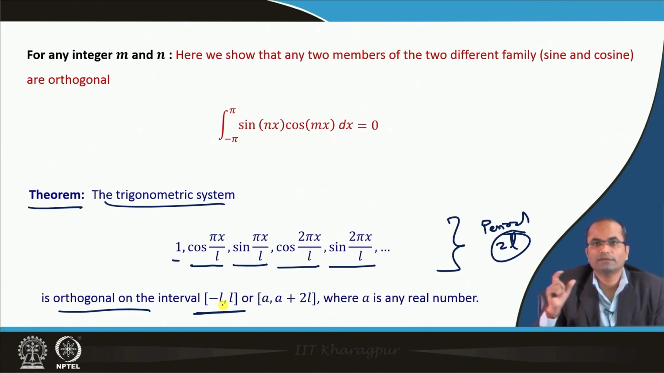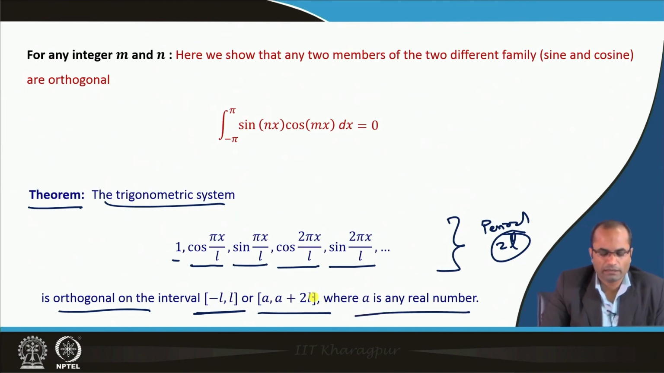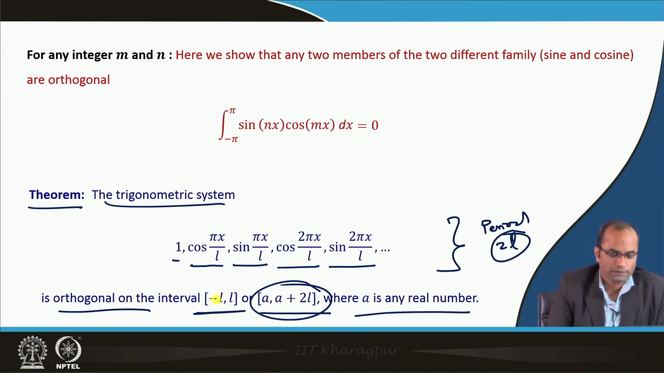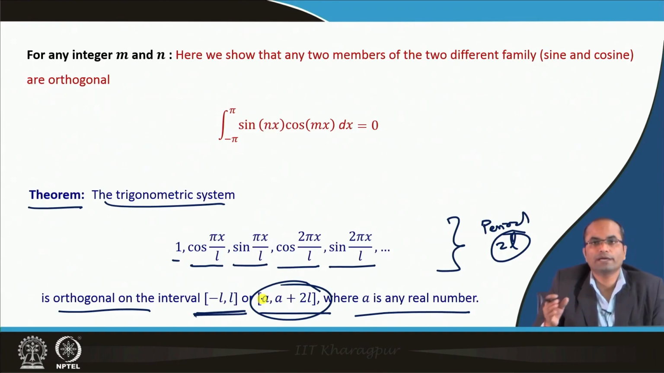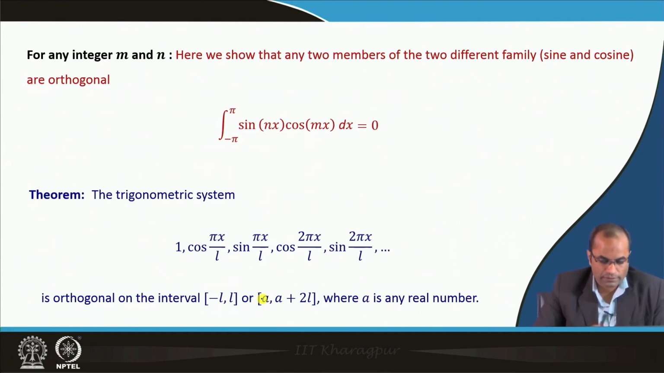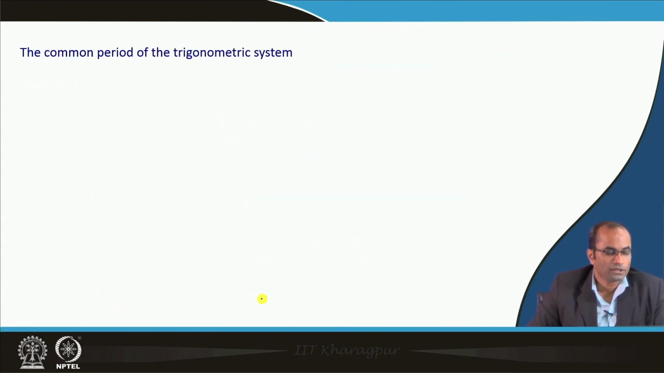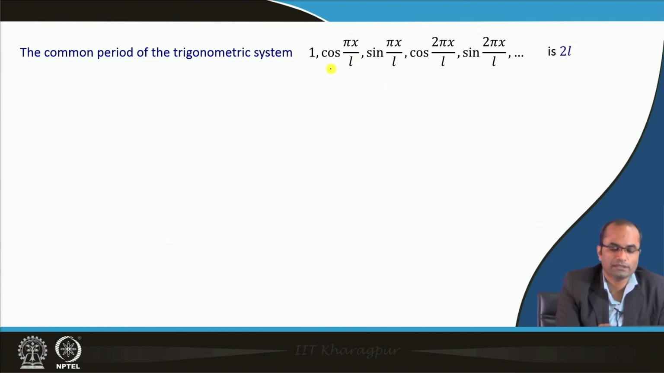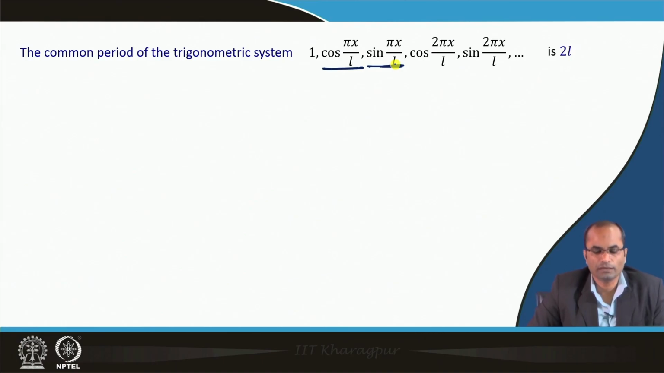If we go from minus L to L, we are covering the period 2 L, or we can go from A to A plus 2 L, where A is any real number. So, this trigonometric system is also orthogonal on these intervals, minus L to L or A to A plus 2 L. This is a more general result than the earlier one which we have proved. We are not proving it here, but the proof follows a similar argument to what we have just done. The common period of this trigonometric system is 2 L. This can easily be obtained from the period of the first two functions, which is 2 L.